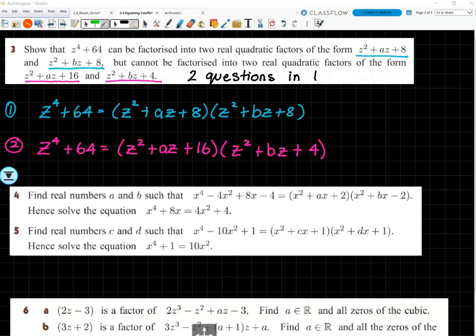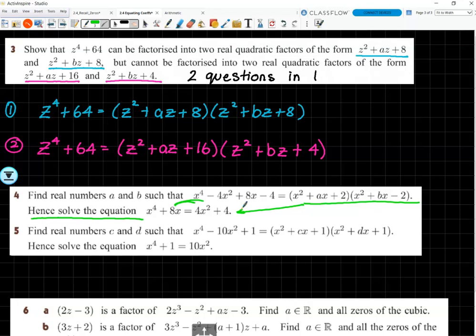Question 4 and 5 are very similar to what you've just been doing. So once again, they've given you this. They've just added the extra little bit here, hence solve the equation. Can you tell me what that is saying? Let's find the zeros. That's right, because if you put everything here on the other side, you get this expression. And so the zeros for this will actually be the solutions to that. Does that make sense?